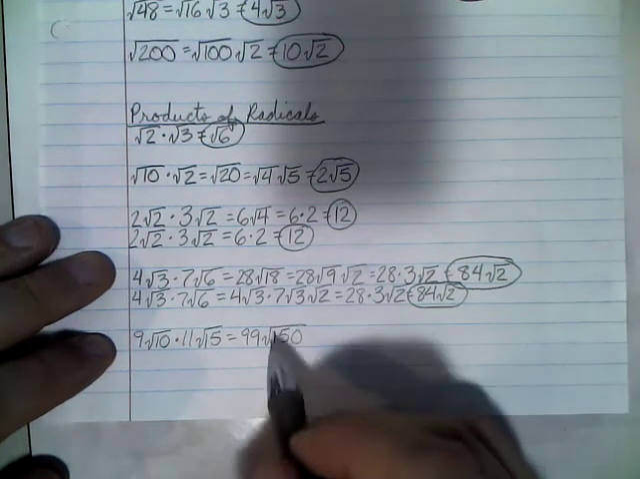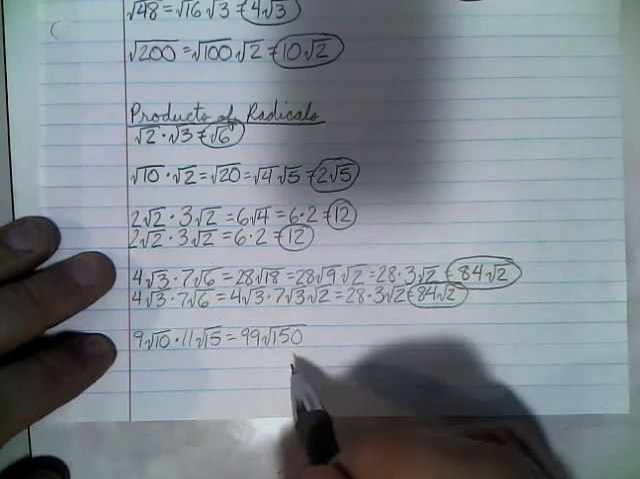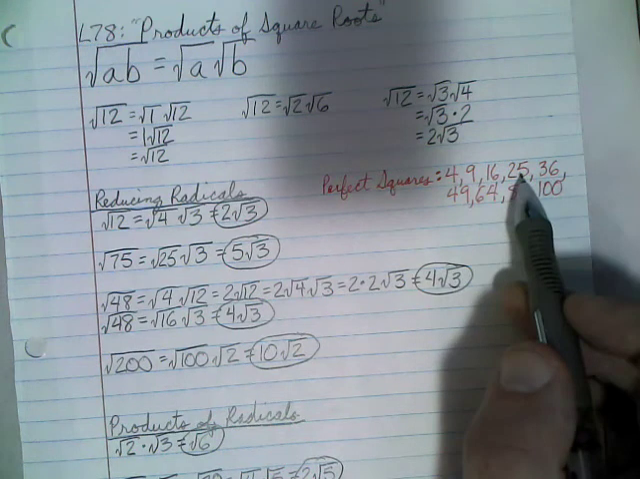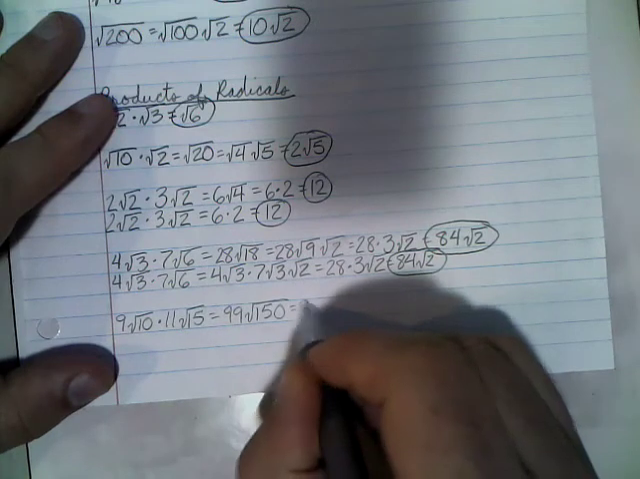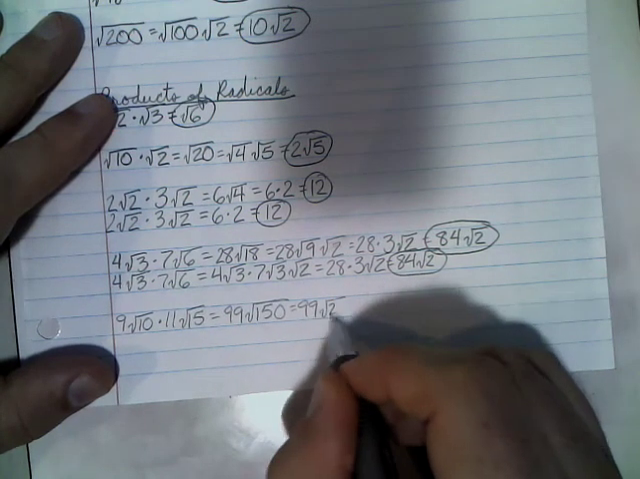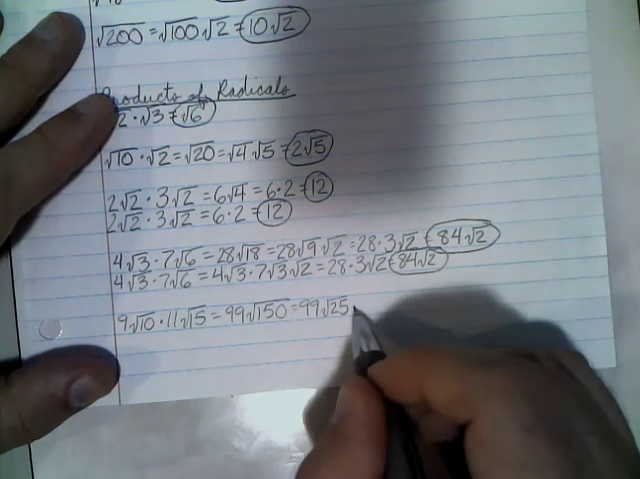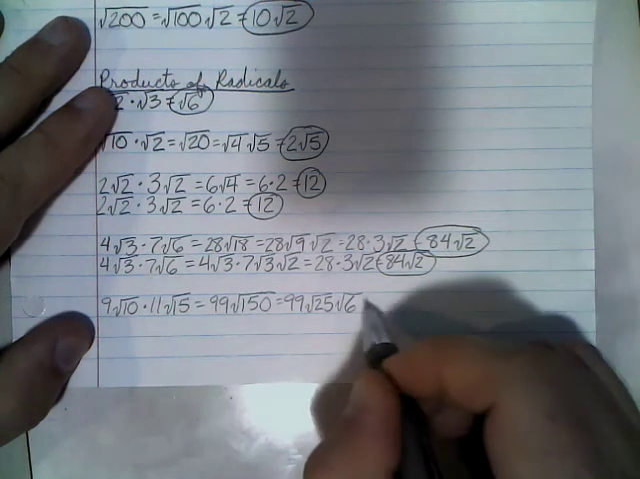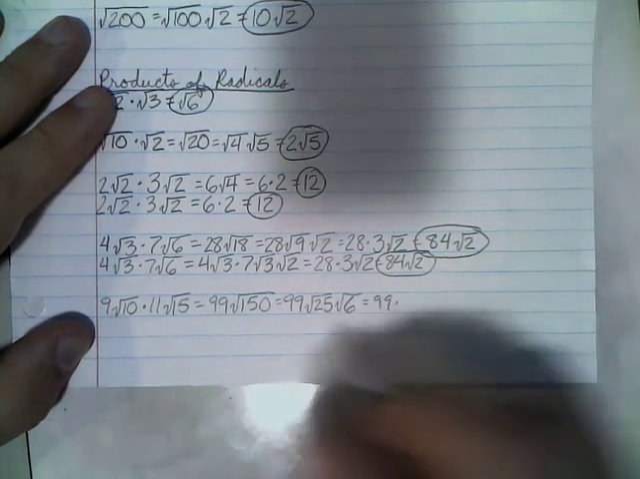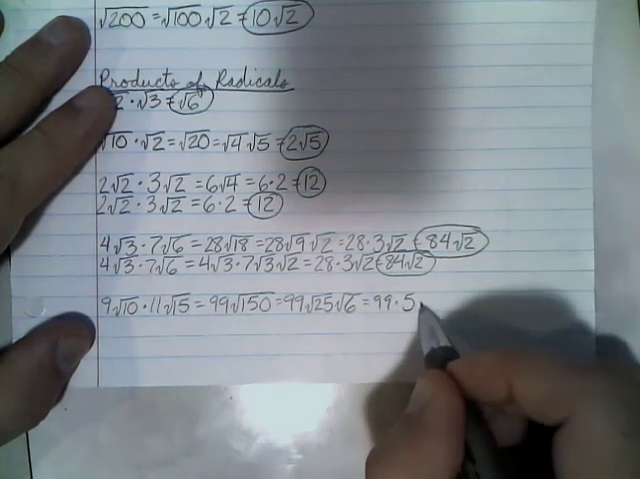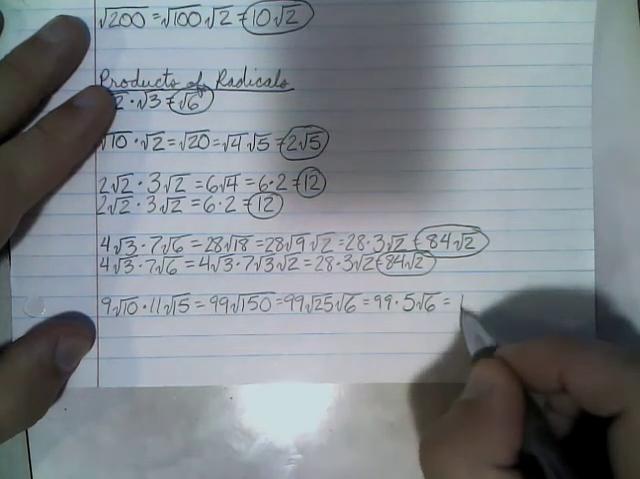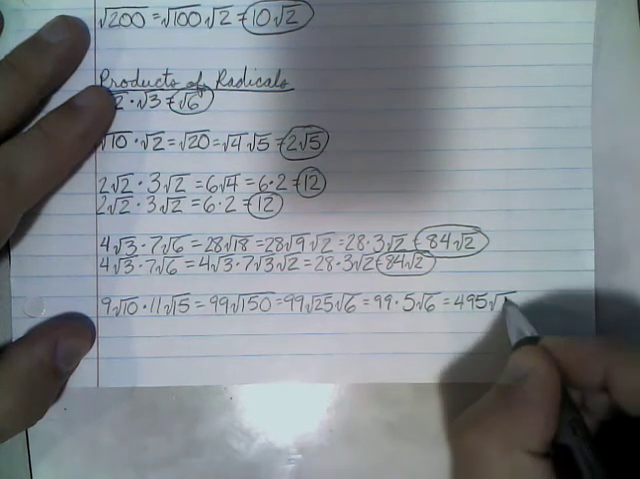Well, is there a perfect square that we can pull out of 150? If you're not sure, actually go through your list. Does 4 go into 150? Does 9? Does 16? Does 25? Ooh, 25 does. Think about quarters, right? So if we think about quarters, this would be 99 times the square root of 25, and then how many quarters are in a buck 50? 6 quarters. Finish it off. 99 times square root of 25 is just a plain old 5, and square root of 6 is stuck. Multiply those together, I get 495 square roots of 6.